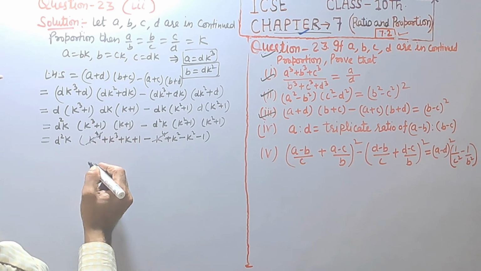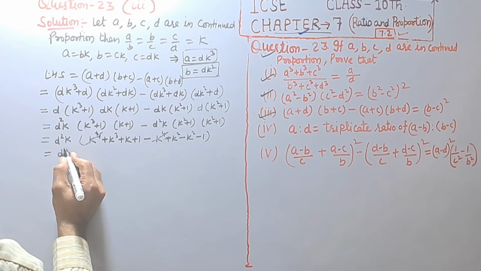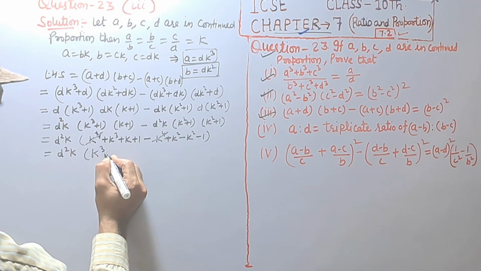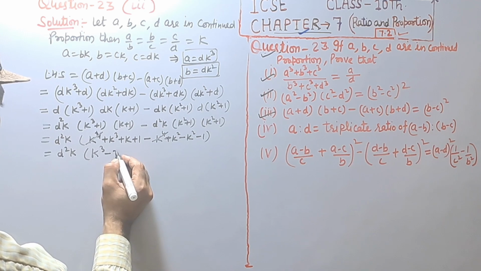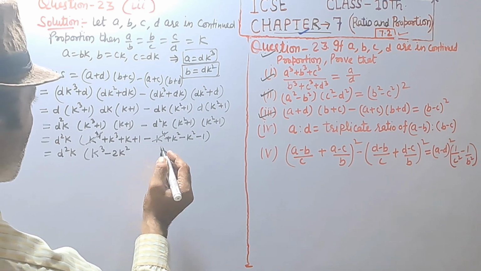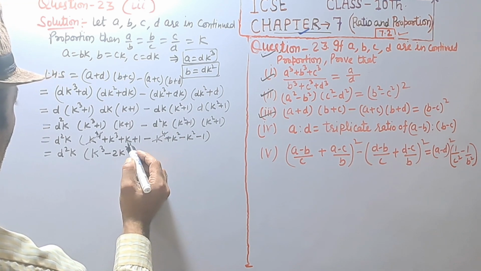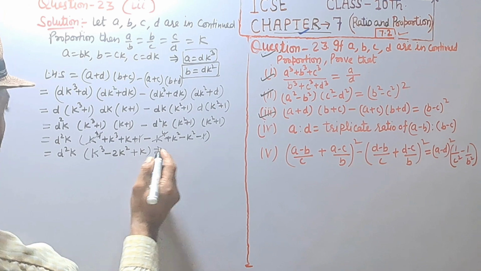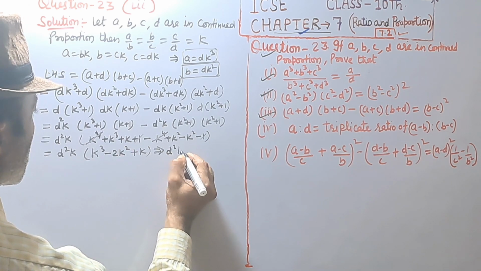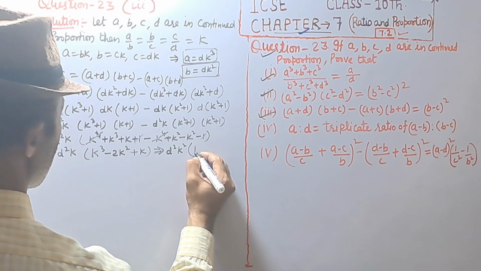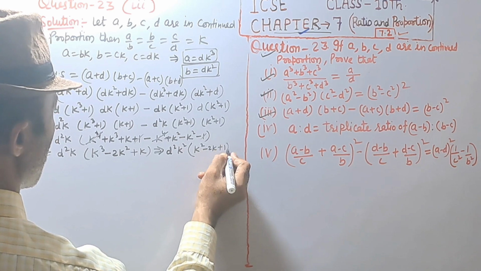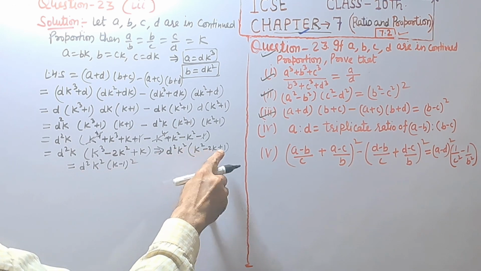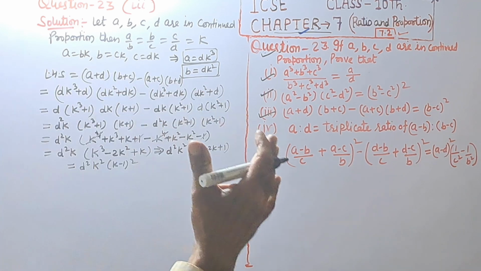k⁴ is cancelled, and we get d²k into k³ minus 2k² plus k, 1 is cancelled, which implies we are taking k common, d²k² and k common in bracket (k² − 2k + 1), that is equal to d²k² (k − 1)², a² + b² − 2ab. This will be (k − 1)².